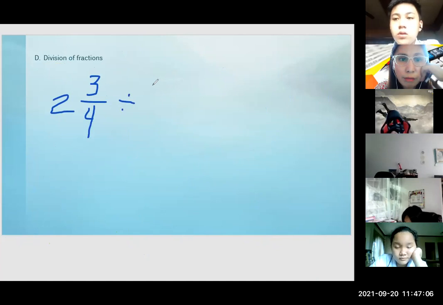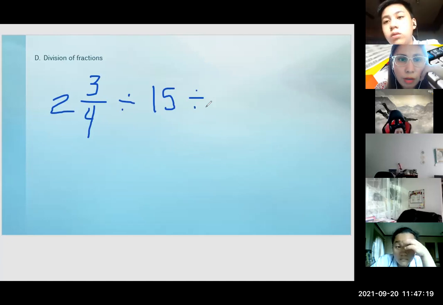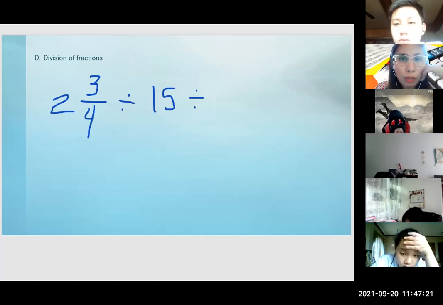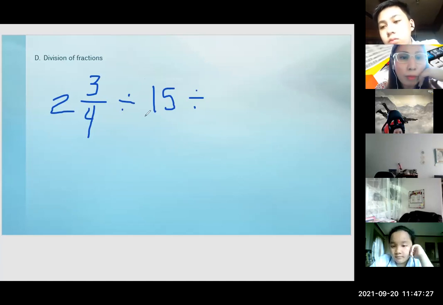Let's say 15. And sir, if there are two fractions po, then the whole number. Two fractions and a whole number. There are 3 given numbers, tama? You want 3 given numbers. So, fraction and a whole number.